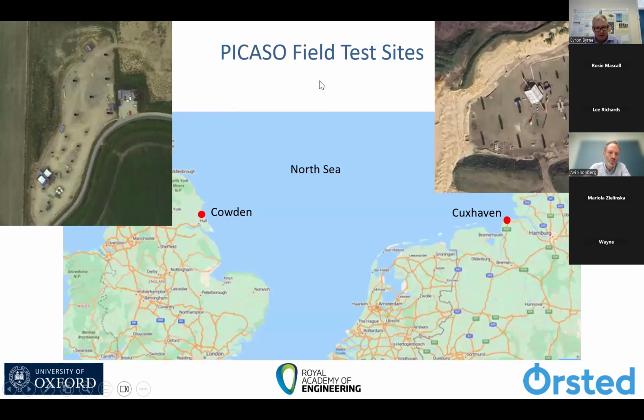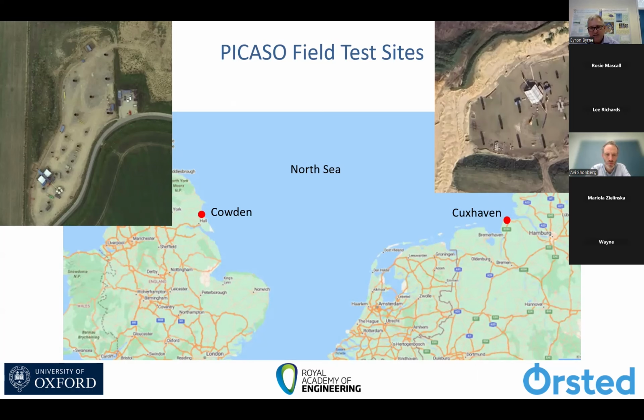So in order to develop this further, more real world evidence is needed. And so we embarked on a series of very ambitious field testing programs at 2 test sites. One was at Cowden, the same broad area as where the PISA tests were completed. And the second was at Cuxhaven in northern Germany. You can see they're roughly at the same latitude, but on opposite sides of the North Sea.